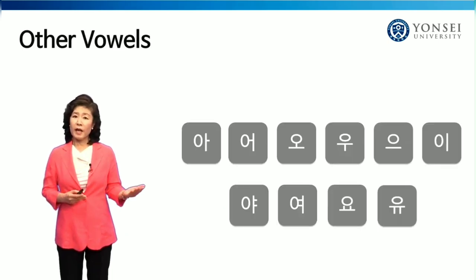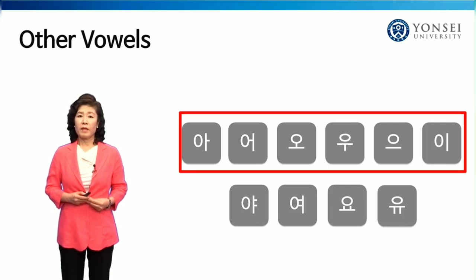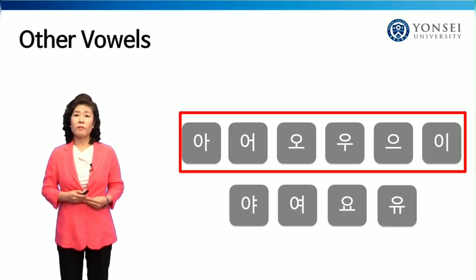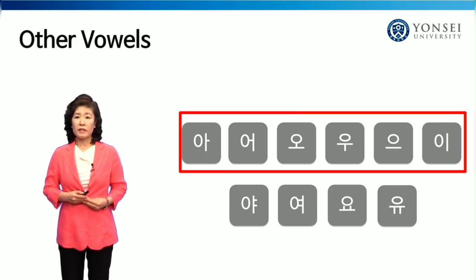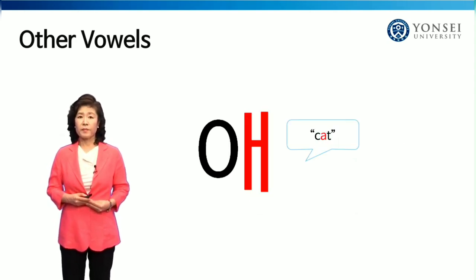Great! This time, we will look at other vowels than the 10 previous learned ones. Vowels of hangeul consist of monophthongs, which are simple vowels, and diphthongs, and there are 4 other vowels apart from the simple vowels. These are the 4 vowels.